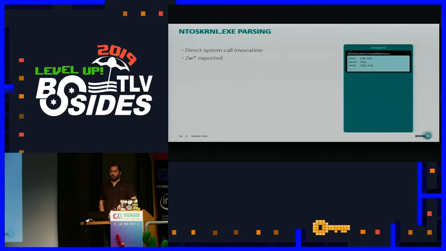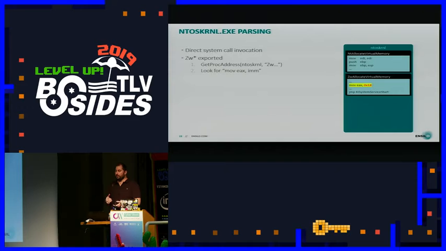There are a couple of variations for every system call. There is the NT version, which is the actual implementation, and there's the ZW version, which holds the actual index. And in case the ZW version is exported, we can just get its address, and then we can look in that function for the actual index.